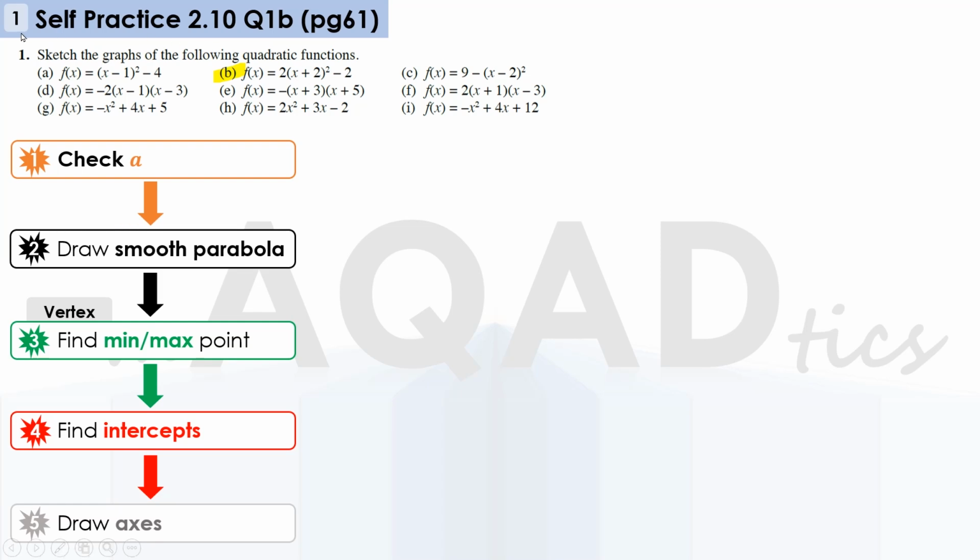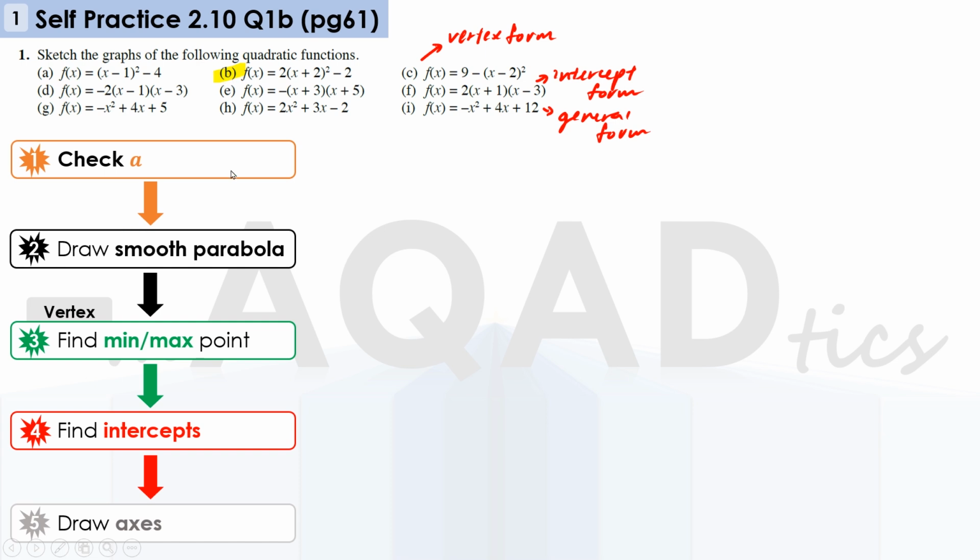Okay, so I've taken the question from textbook page 61, and if you see these functions, there are actually three types. For A, B, and C, they are the vertex form. D, E, F is the intercept form, and G, H, I is the general form. For every form, I will explain one of the questions. For vertex form, I will choose part B to explain.